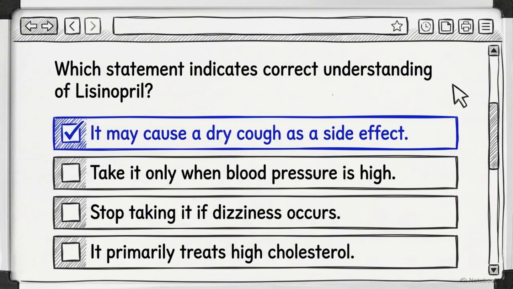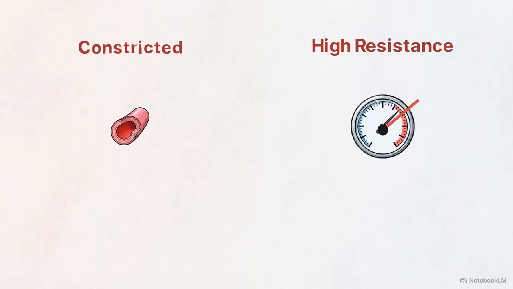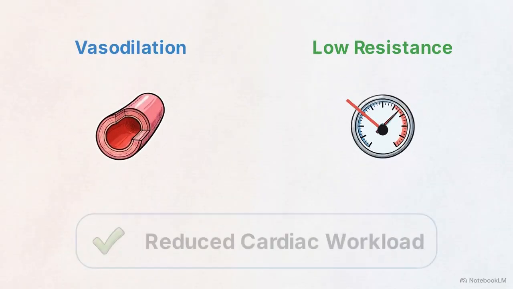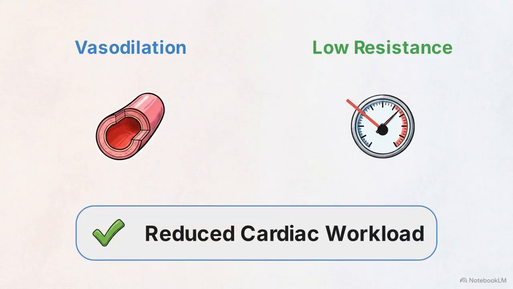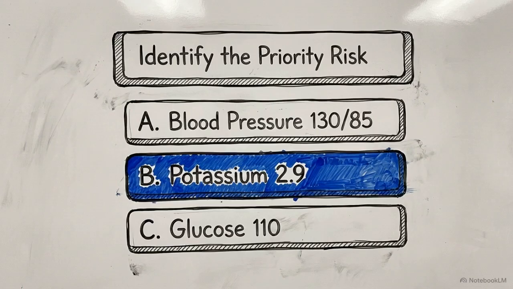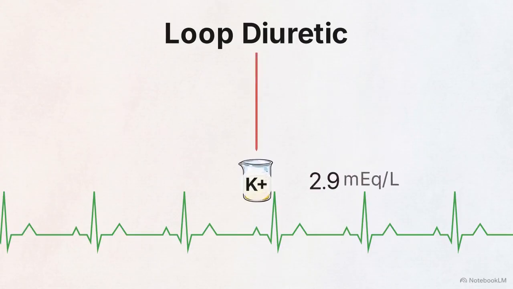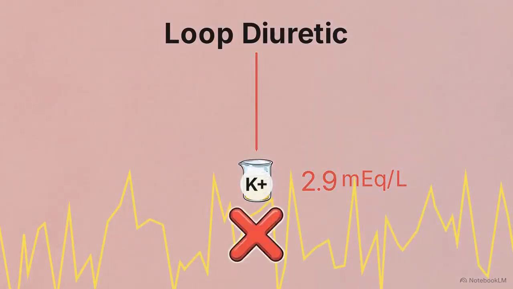Let's apply this logic to 5 NCLEX-style questions. Question 1 asks for the correct teaching for lisinopril. Because we know ACE inhibitors act as vasodilators that lower resistance, we know the correct answer is that the medication reduces the workload on the heart. Question 2 asks which lab value is most concerning for a patient on furosemide. We know loop diuretics deplete potassium. Therefore, a potassium level of 2.9 is the immediate safety priority, as it risks fatal arrhythmias.